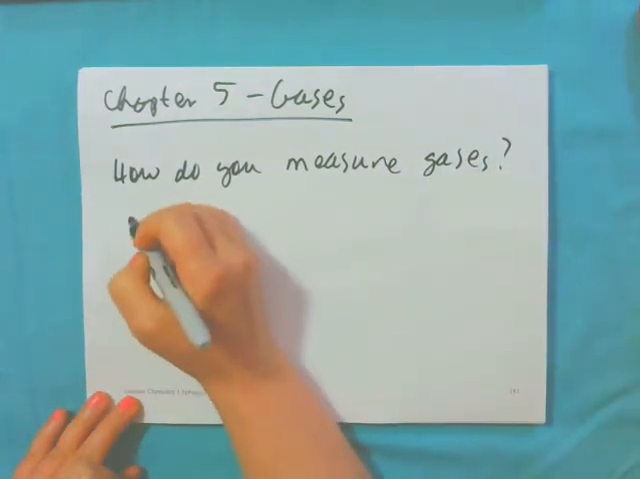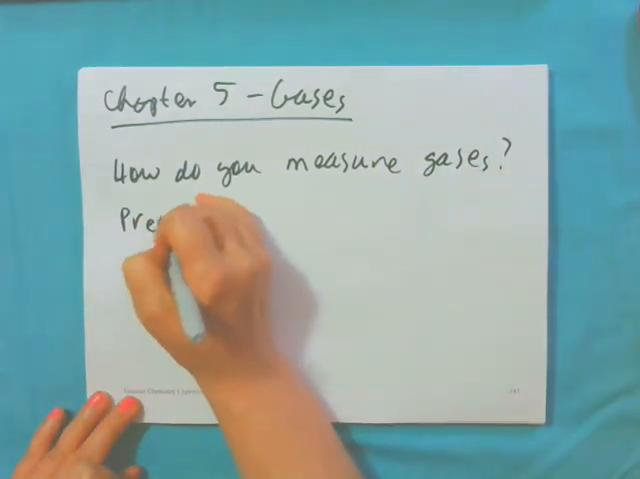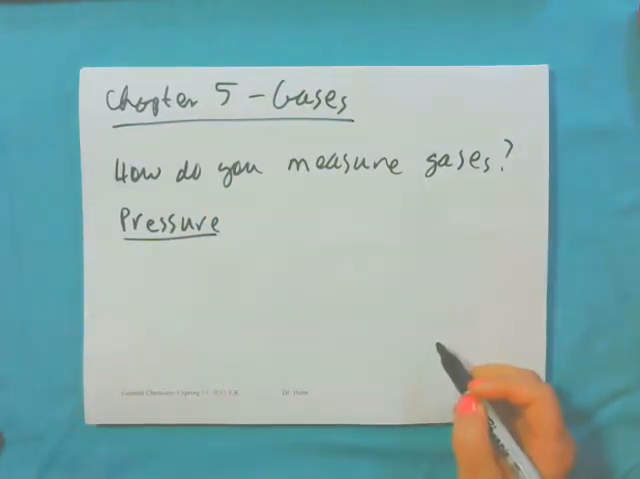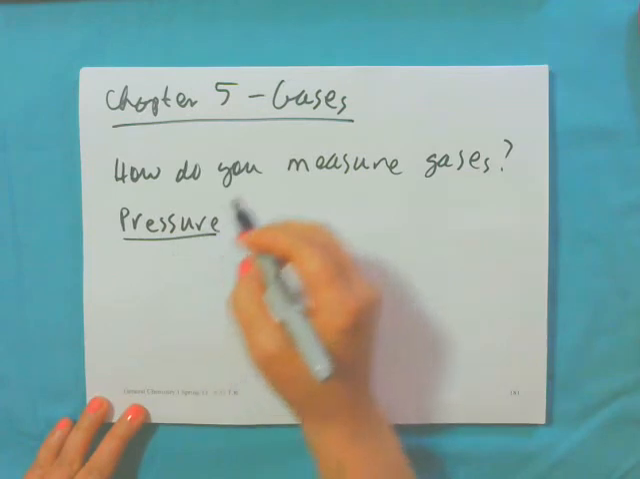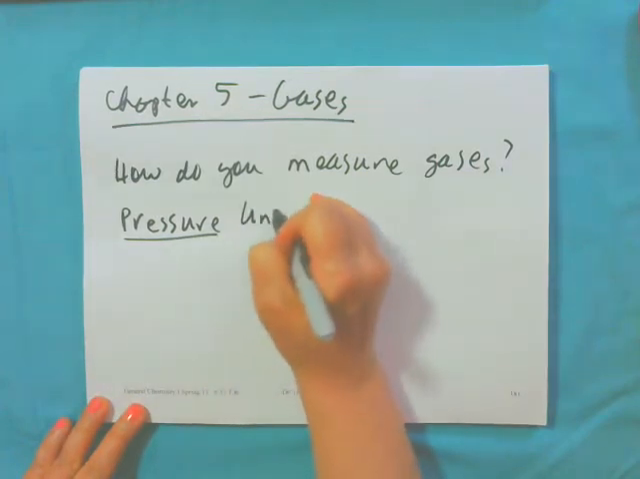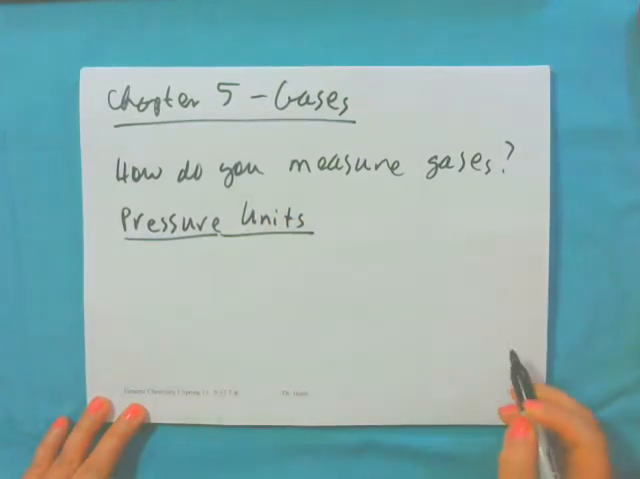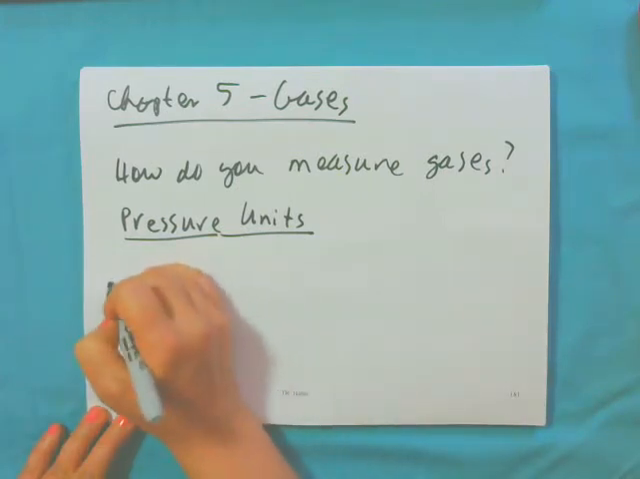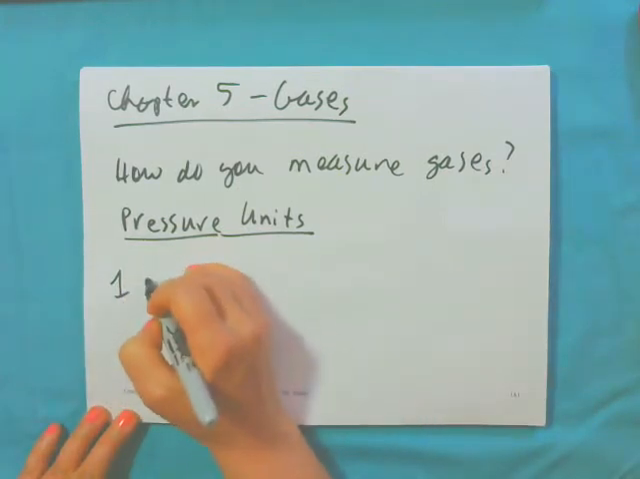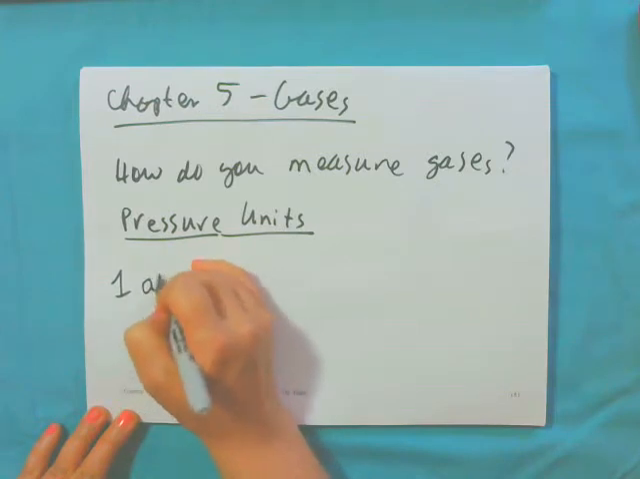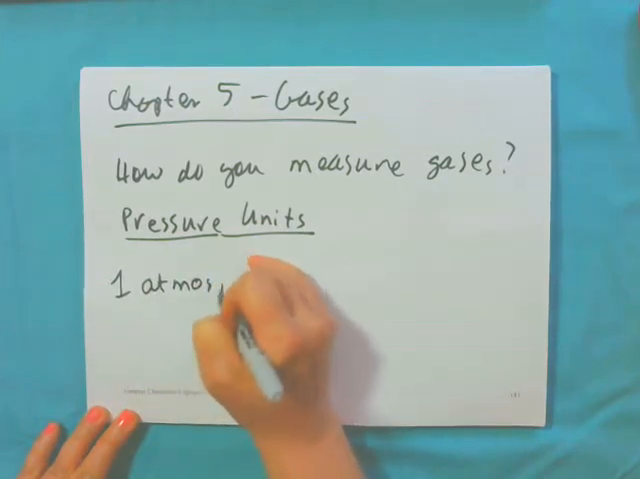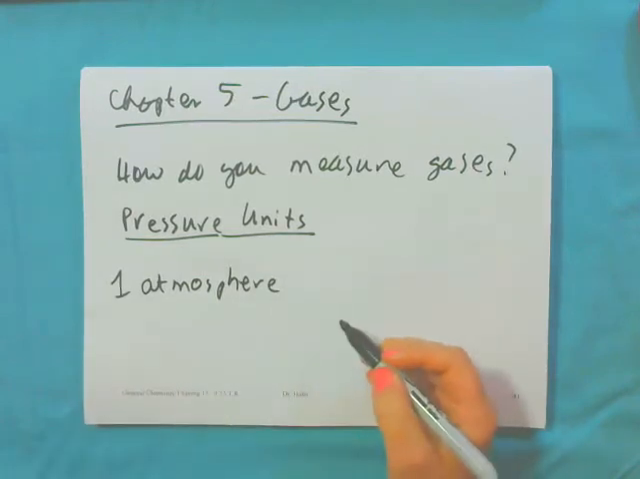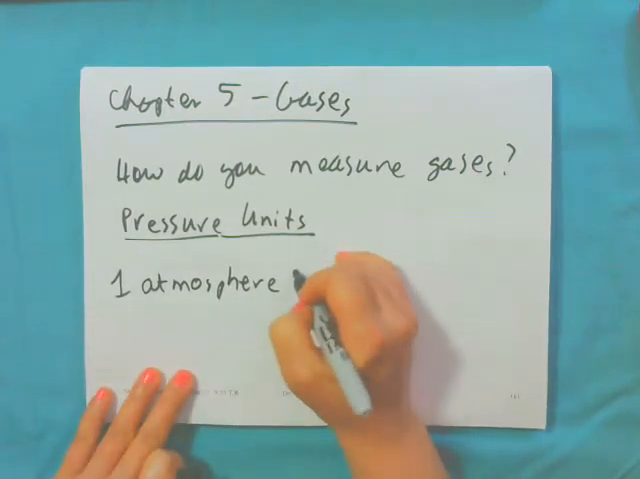Well, one way that we can measure how much gas we have is we can look at pressure. There's several units of pressure that chemists commonly use, so we can discuss pressure units that we're going to use to measure our gases with. So the common unit that we use for pressure is atmospheres. So here is 1 atmosphere. This is what you have at atmospheric pressure.